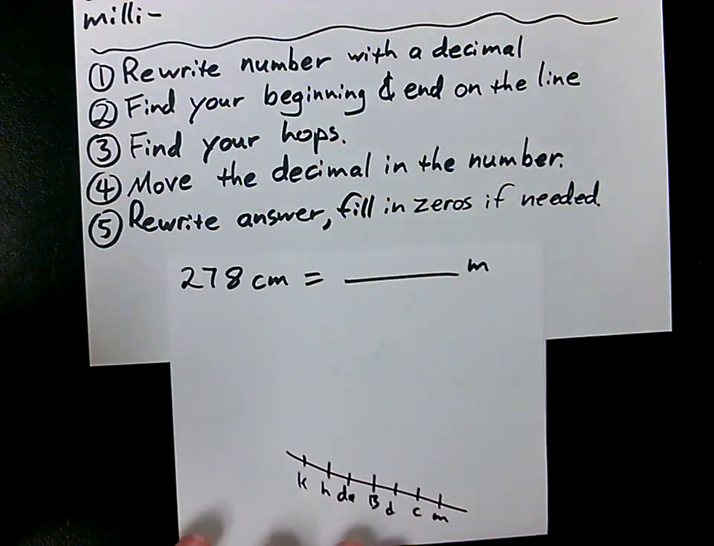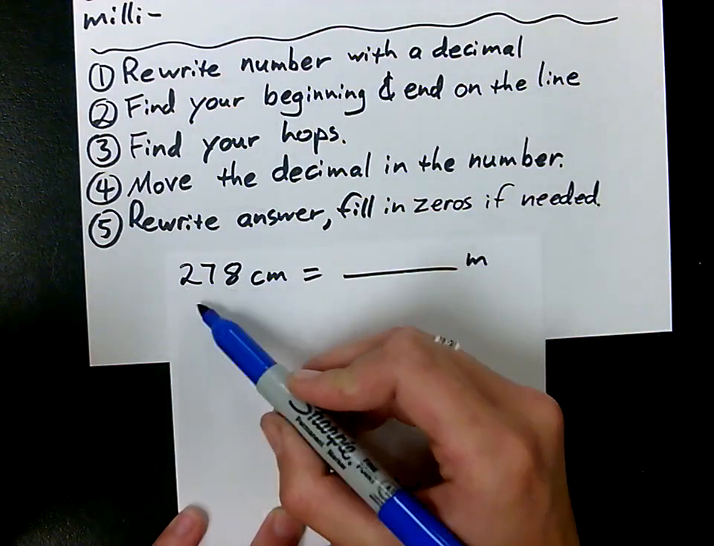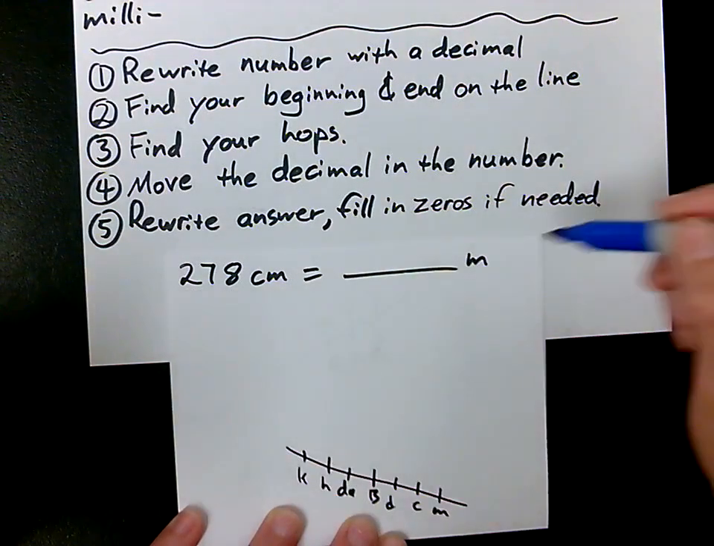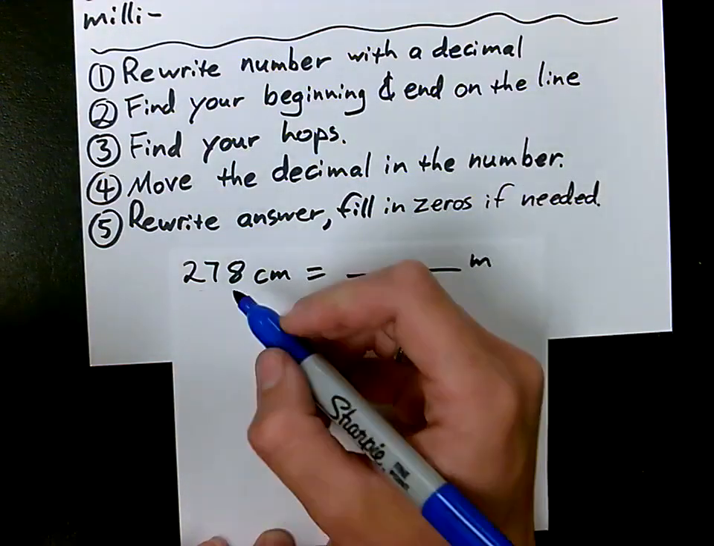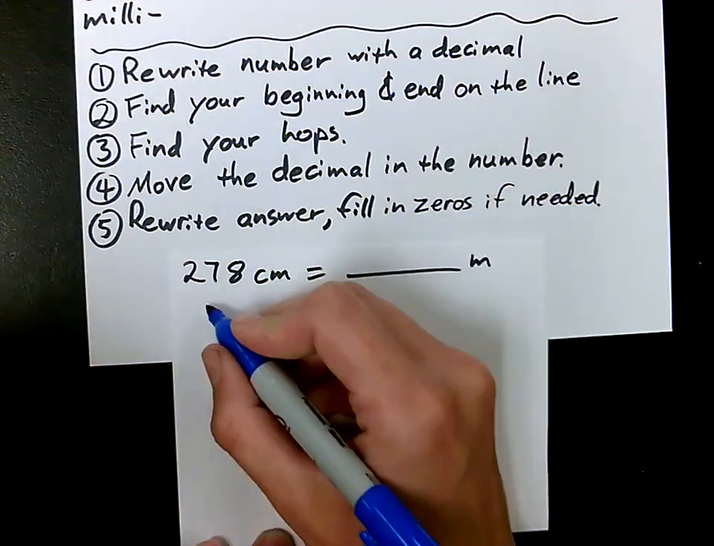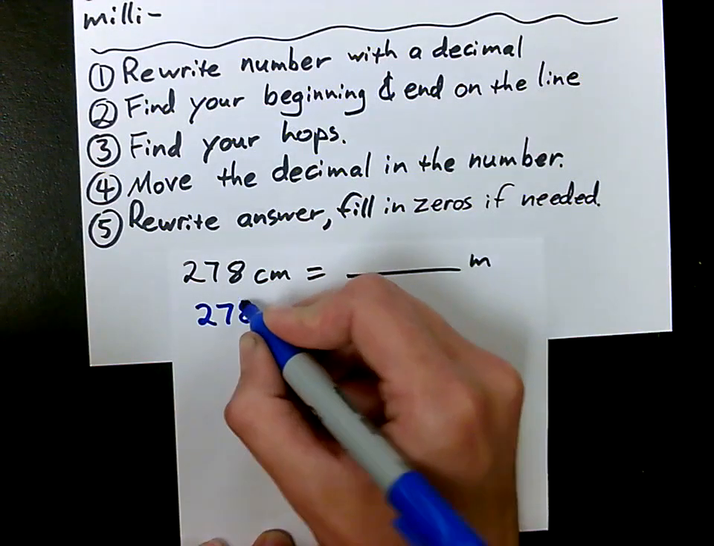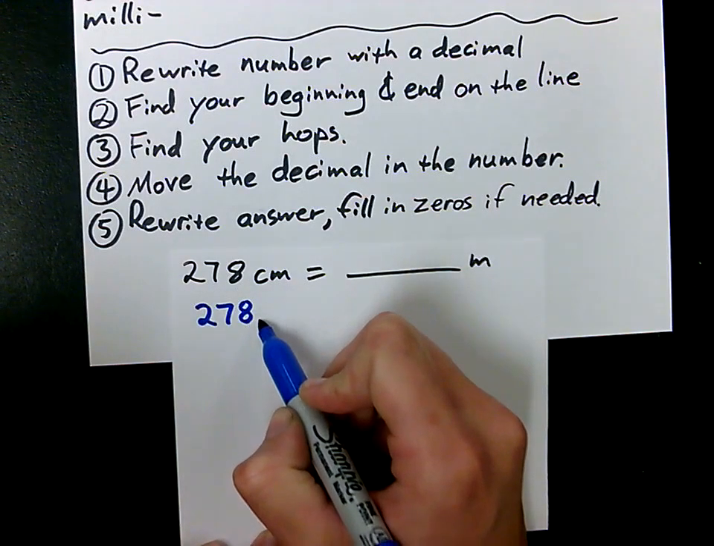Here's the last one. Try this one on your own. Again, that is 278 centimeters, and we want to know how many meters that is. Let's pause the video and try that one on your own. All right, again, hopefully you paused the video. So, step number 1, rewriting it with a decimal. 278. No decimal visible here, so it must be at the end of this number.